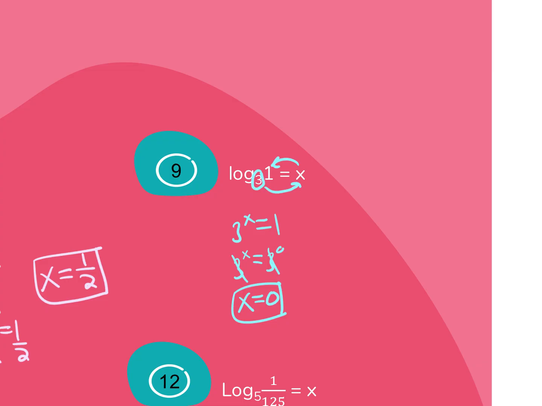Another thing that you could do is use one of the properties that we learned about on the previous page, that log base a of 1 equals 0, right? It doesn't matter what the base is, it's always going to equal 0. All right, so then for that x, that's going to equal 0.